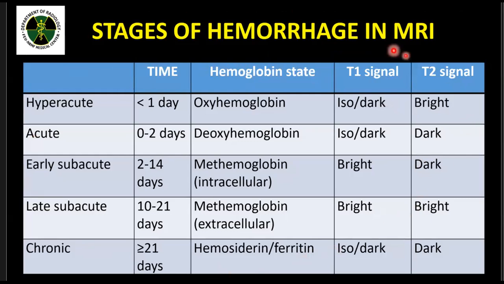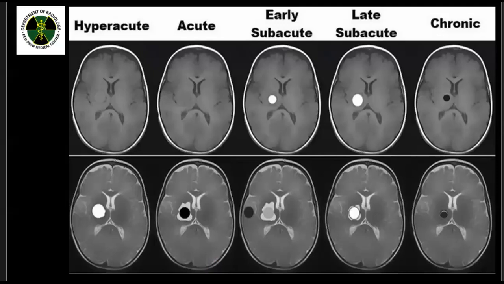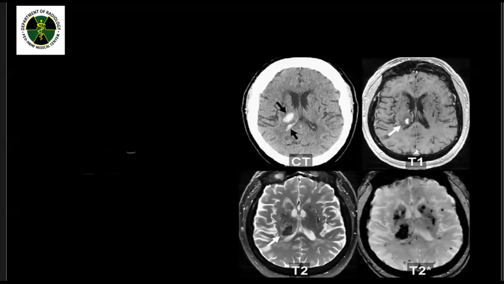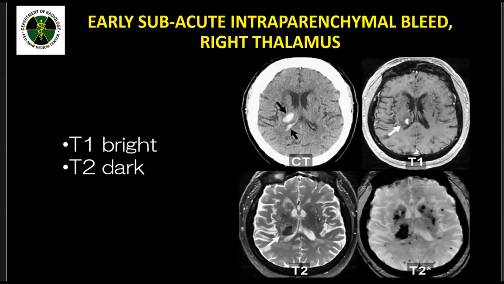So these are the stages of hemorrhage in MRI. Here's an image for hyperacute, acute, early subacute, late subacute, and chronic. As you can see, it's T1, T2, right? On the previous table, just look at the signals themselves. So here, there's T1 bright, T2 dark. It's an early subacute intraparenchymal bleed in the right thalamus.